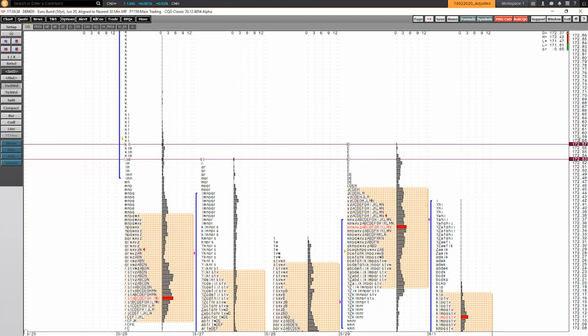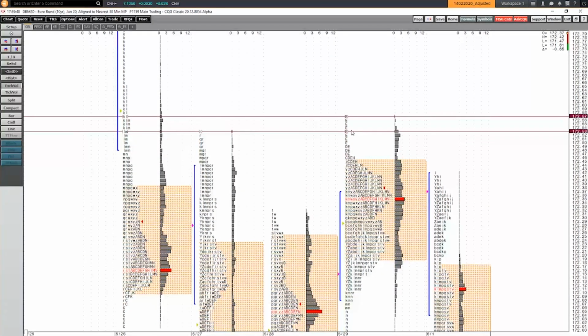Okay, so we can call this resistance now. Why? Not because Brannigan says so, but because the markets have told us that not once but twice we very swiftly rejected away from this 53s to 57 area.